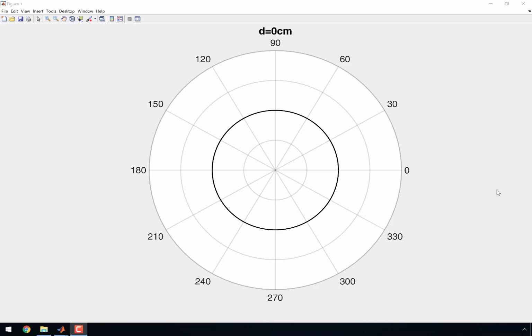and further apart. So we're going to start with a separation of 0 centimeters, which means that it's essentially just going to be two isotropic antennas directly on top of each other, and then we're going to slowly pull them apart, and we're going to see what happens to the radiation pattern.